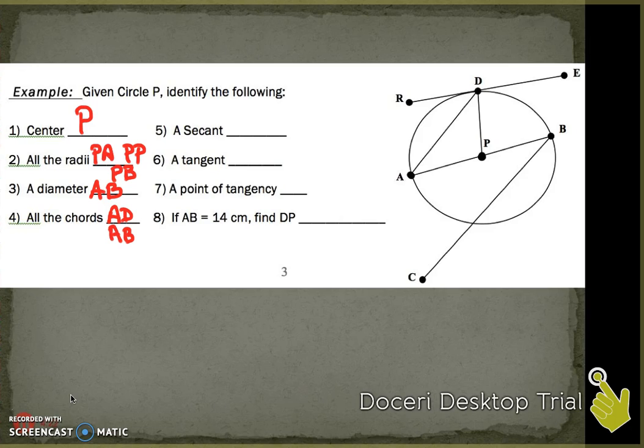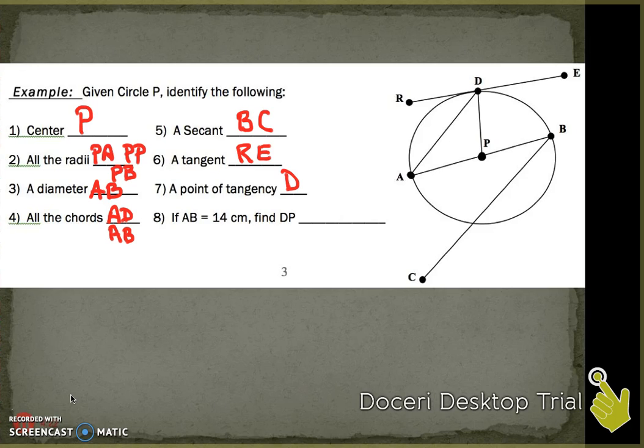There is one secant starting at B and going to C. There is one tangent that touches the circle exactly one time at RE. And that tangent has a point of tangency at D.